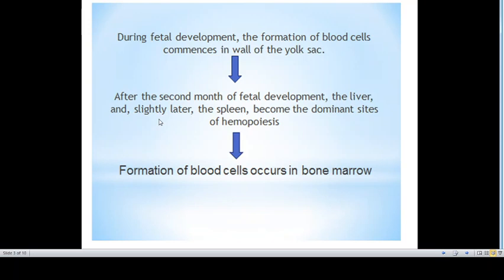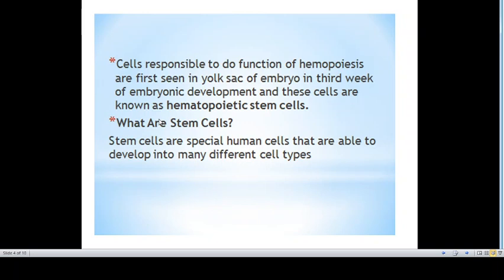Now, from the 6th month and the beginning of the 7th month onwards, the formation of blood cells occurs in the bone marrow, which is the major site of formation of blood cells in normal adult humans. The cells responsible for hemopoiesis are first seen in the yolk sac of the embryo, as discussed earlier. That happens in the 3rd week of embryonic development, and these cells are called hematopoietic stem cells, HSCs.